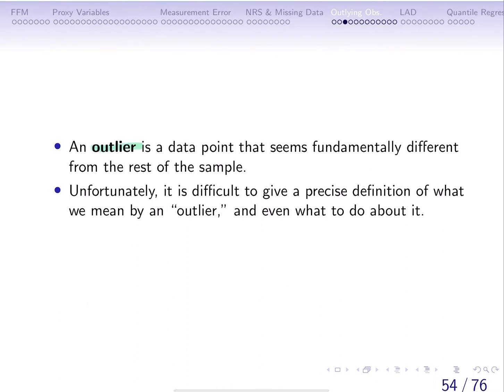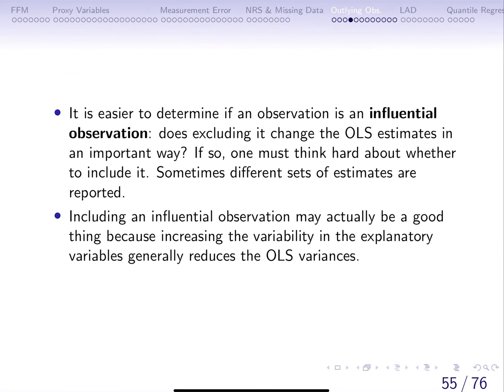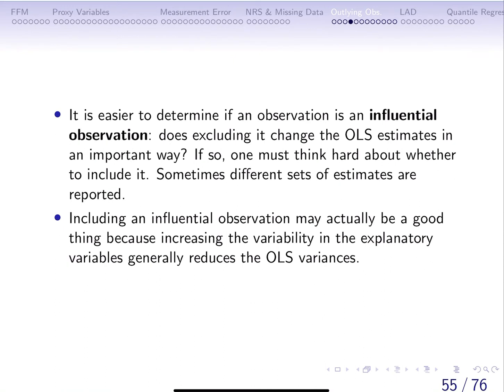So an outlier is a data point that seems fundamentally different from the rest of the sample. The best way I can tell you is to visualize your data. It's difficult for me to give you a precise definition of what we mean by an outlier, and we may not even agree on what to do about it, but I'm going to show you some solutions perhaps. Whether you visualize it, look at histograms, or look at min-max values, it is easier to determine if an observation is an influential observation.